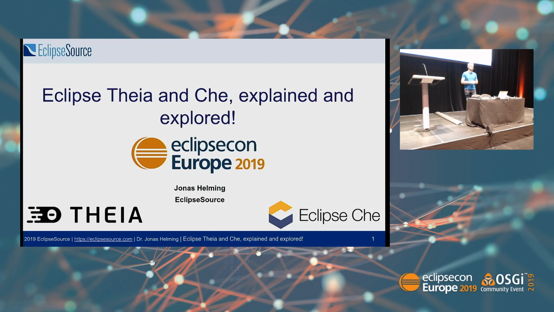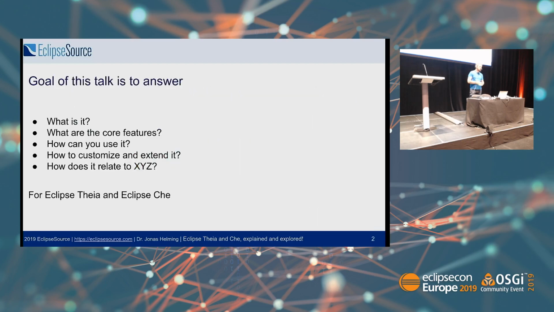My goal is to provide an overview, like a really basic overview of those two projects. So my detailed goal is to answer the question, what is it? What are the core features? How can you use it? I will show some demonstrations. How can you extend it? Although I will not provide too much technical detail. And, that's an interesting question, how do those technologies relate to each other? So how does Che relate to Theia? How does Theia relate to VS Code? And what are the connections?